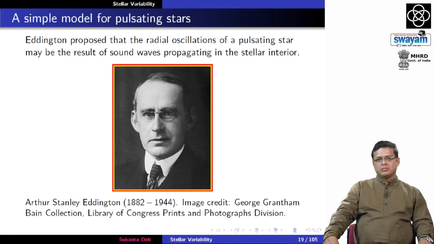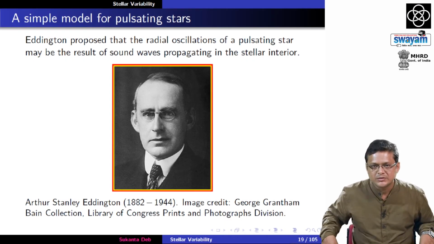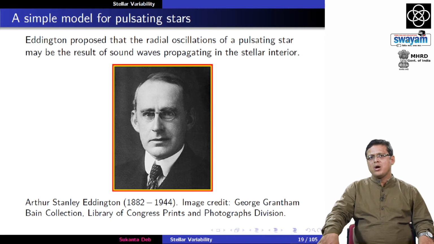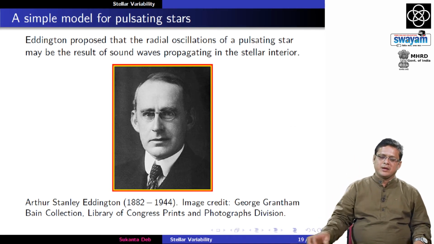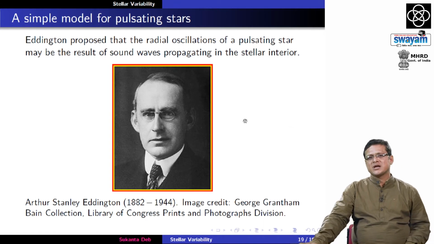Now, we will study how we can build up a simple model for pulsating stars. So, the simple model of pulsating star was given by Sir Arthur Stanley Eddington, who proposed that the radial oscillation of a pulsating star may be the result of sound waves propagating in the stellar interior.